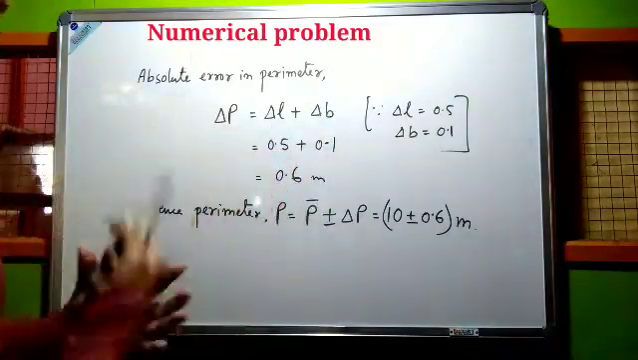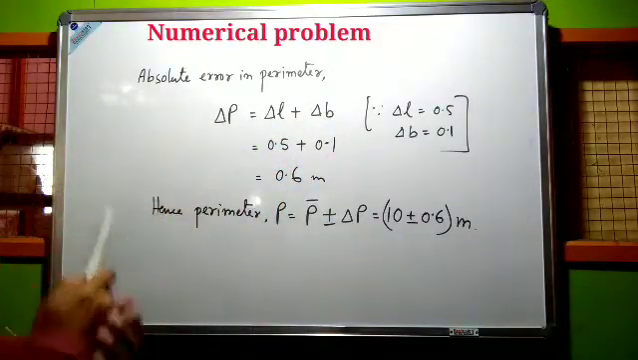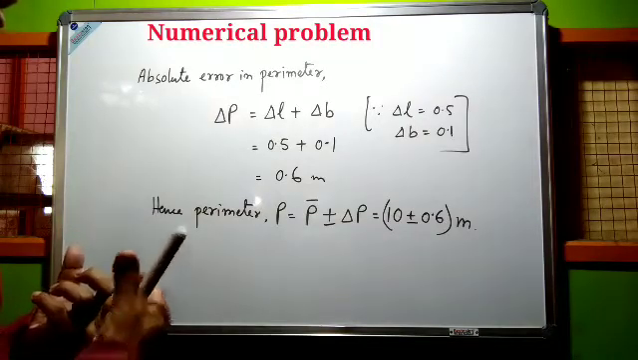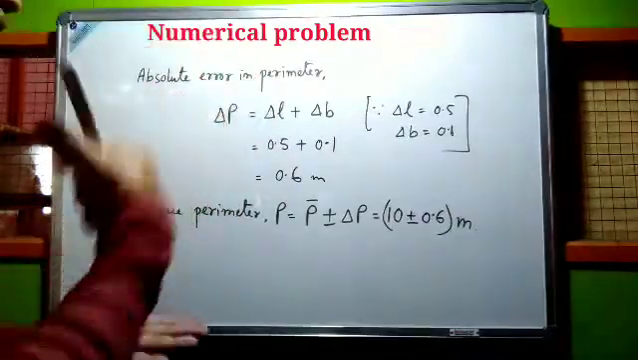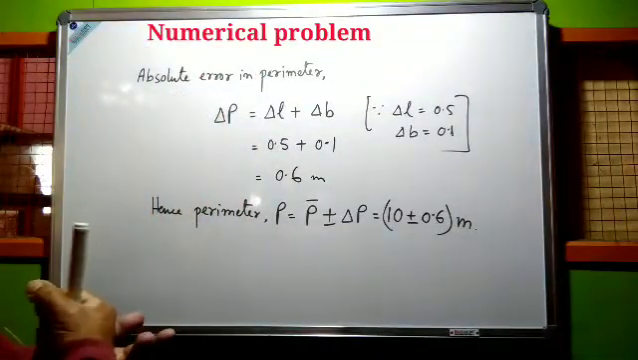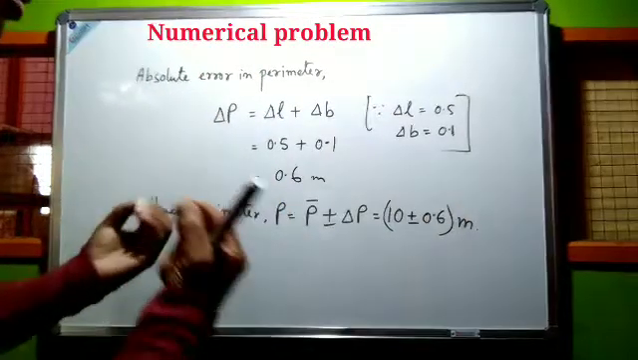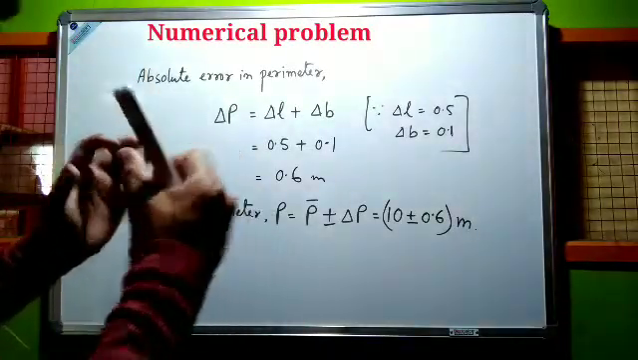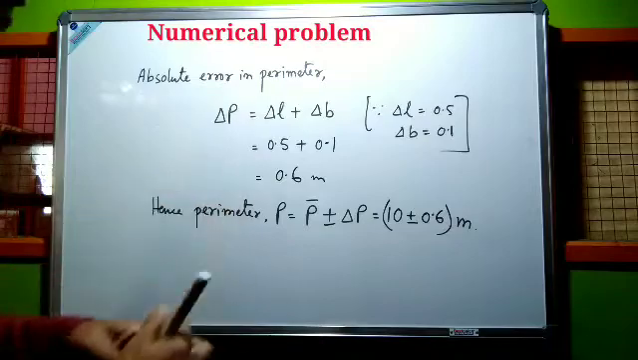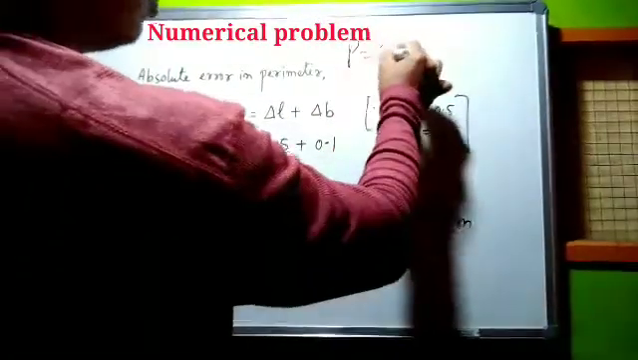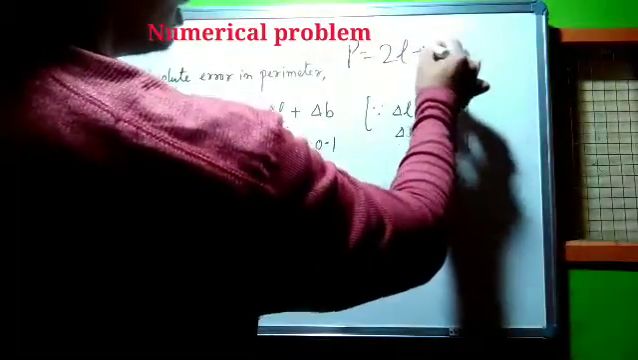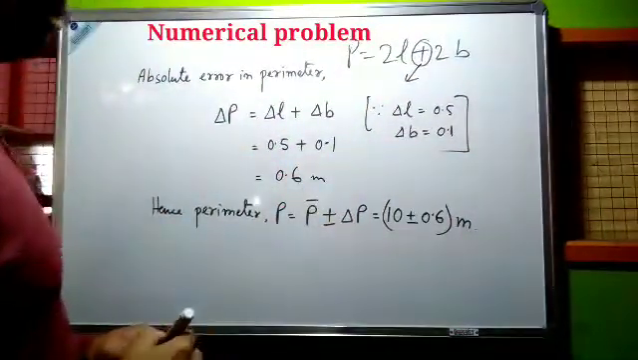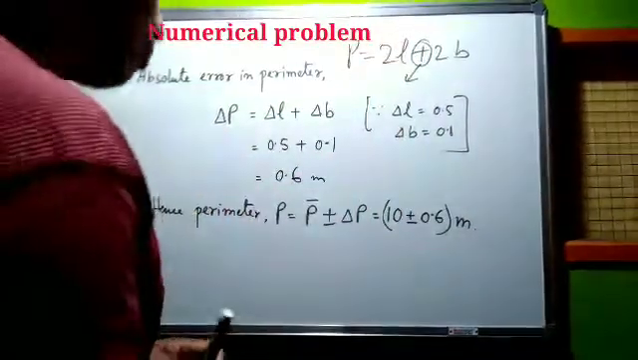This is side rule number 1. Perimeter involves addition of two observed quantities, that is length and breadth. The perimeter is twice length plus twice breadth, with a plus sign, so perimeter involves the addition of two observed quantities.